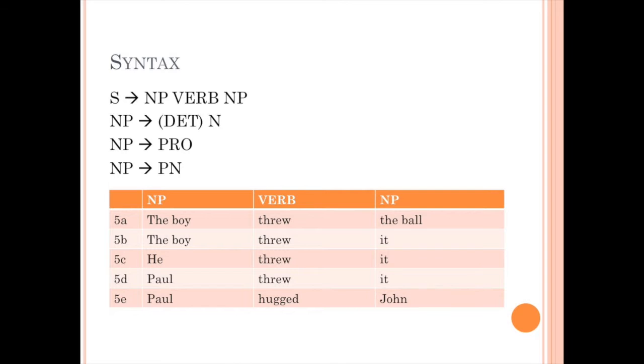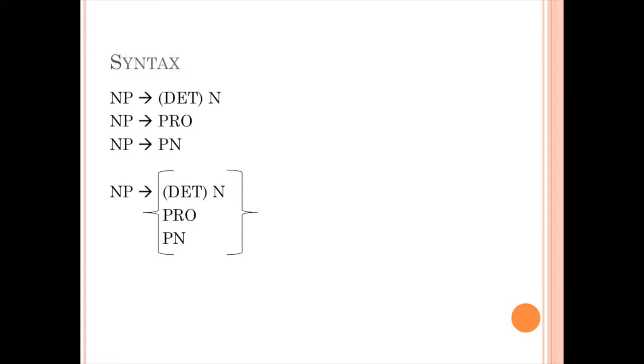So sentence rule number 3, a sentence consists of a noun phrase, a verb, and a noun phrase, helps us to explain sentences 5a, 5b, and 5c: the boy threw the ball, the boy threw it, he threw it. It doesn't quite help us explain sentences 5d or 5e. Paul and John are proper nouns, so we should therefore acknowledge one more rule. A noun phrase can consist of a proper noun. To show that a noun phrase can consist of an optional determiner and a noun, a pronoun, or a proper noun, we can use these curly brackets.